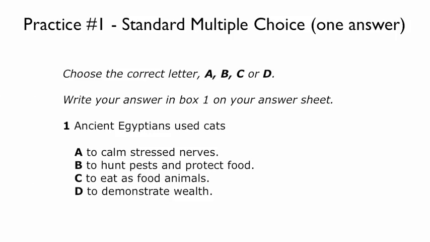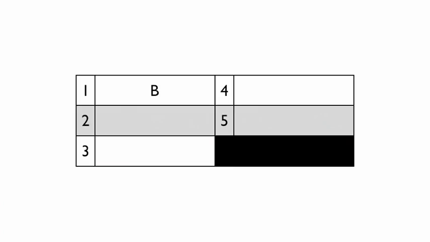Practice 1. Ancient Egyptians used cats to A. To calm stressed nerves, B. To hunt pests and protect food, C. To eat as food animals, or D. To demonstrate wealth. The answer is B. To hunt pests and protect food. So on your answer key, you would write B as the answer.